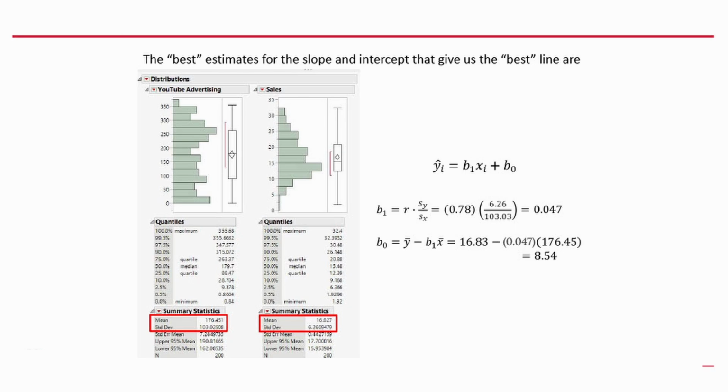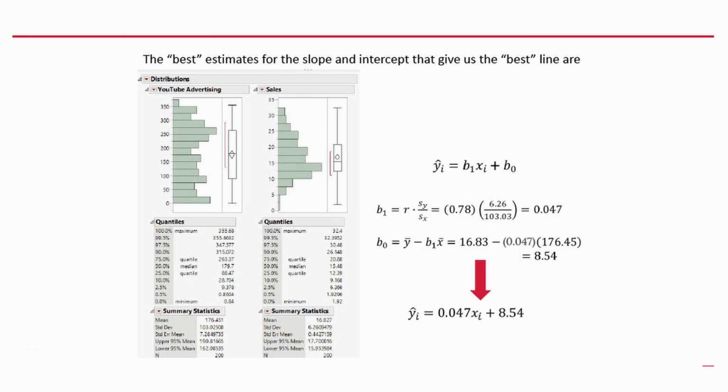For the best intercept, B0, I'm going to need the mean of both of the variables and B1 that I just calculated. So I'm going to put them in their respective spots, remembering that y and x have to be put in appropriately, not swapped. Very easy mistake to make. The mean of y is 16.83, that is sales, minus B1, 0.047, times the mean of x, 176.45, and that is for YouTube advertising. So as a best B0, the best y-intercept, I get 8.54.